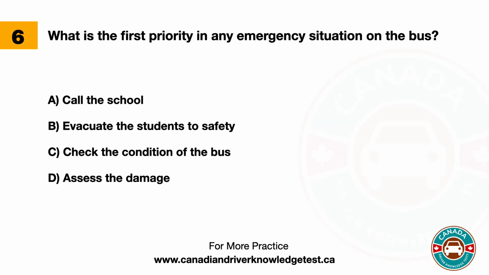Question 6. What is the first priority in any emergency situation on the bus? A. Call the school. B. Evacuate the students to safety. C. Check the condition of the bus. D. Assess the damage. The answer is B. Evacuate the students to safety.